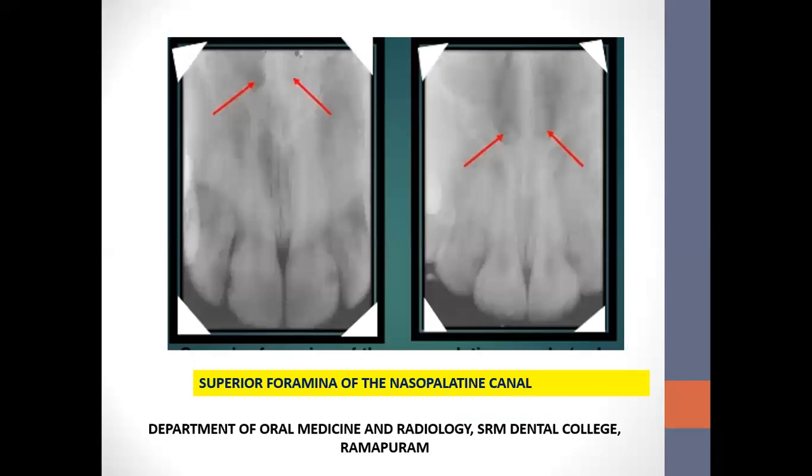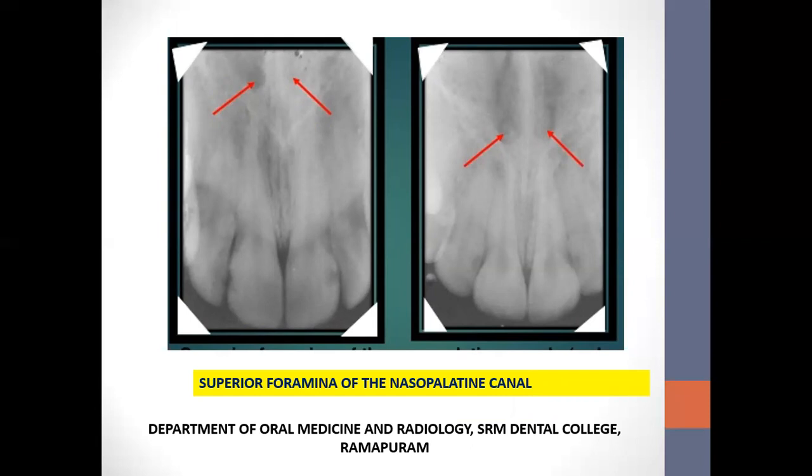The next landmark is the superior foramina of the nasopalatine canal. The nasopalatine canal originates at two foramina in the floor of the nasal cavity. The openings are on each side of the nasal septum close to the anteroinferior border of the nasal cavity, and each canal passes downward, anteriorly and medially to unite with the canal from the other side in a common opening, which is the incisive or the nasopalatine foramen.